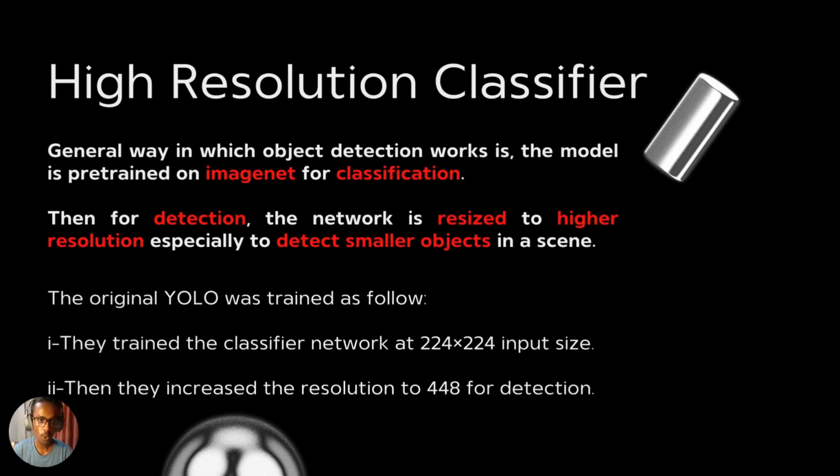And the original YOLO was trained as follows. First, they trained a classifier network with a 224 by 224 input size. Then they increased the resolution to 448 and trained for detection. That's what they did on the original YOLO v1. They just trained the classifier on 224 input resolution, then increased the resolution to 448 and trained it for detection.